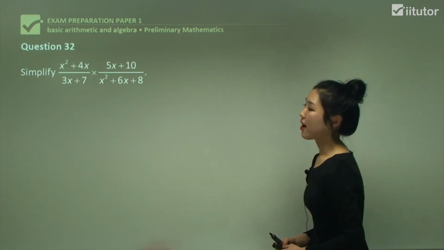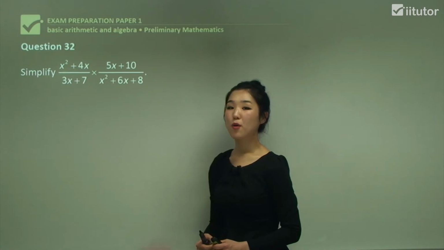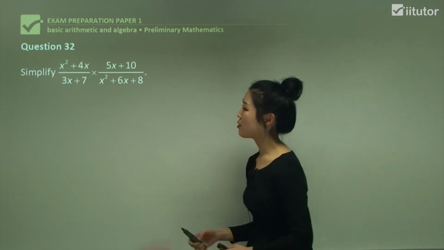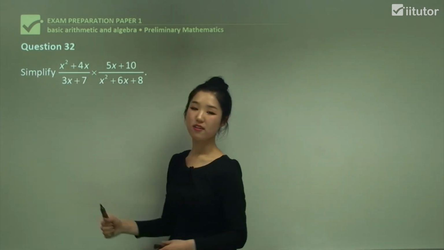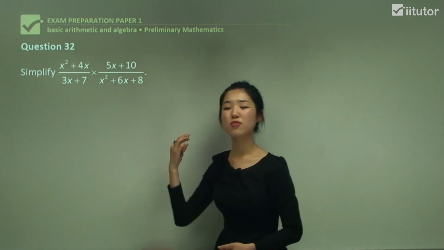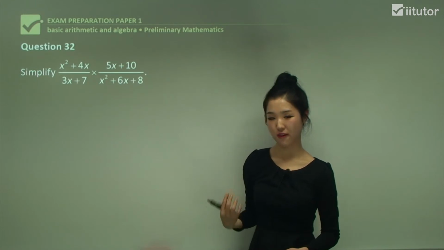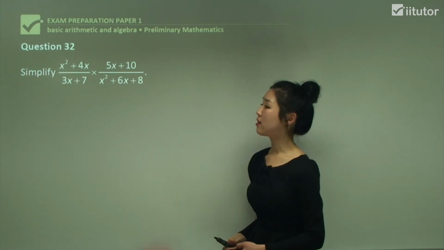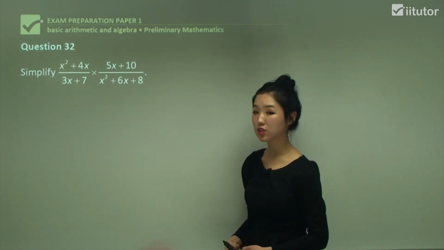Question 32. Okay, we're simplifying some quadratic fractions. So as you can see, we've got some quadratic expressions there. And we've also got some linear expressions. With these kind of questions, you must factorize first, no matter what. So I'm going to go ahead and factorize that individually.